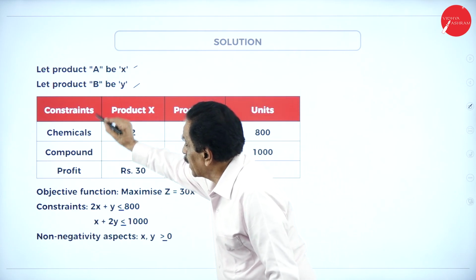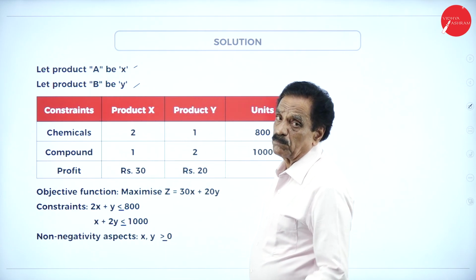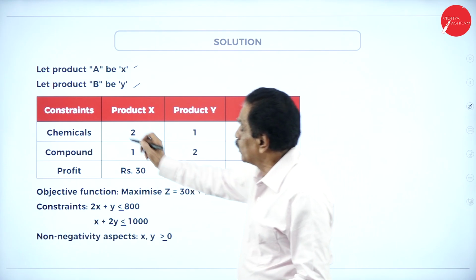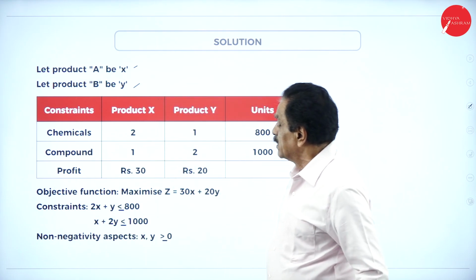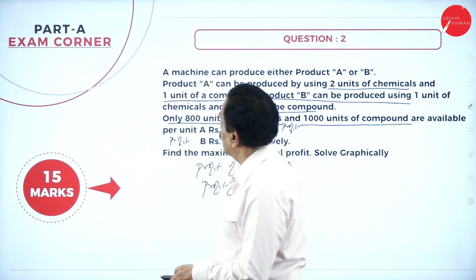We have only two constraints, chemicals and components. One is the chemicals, one is the components. Then what do they say now?